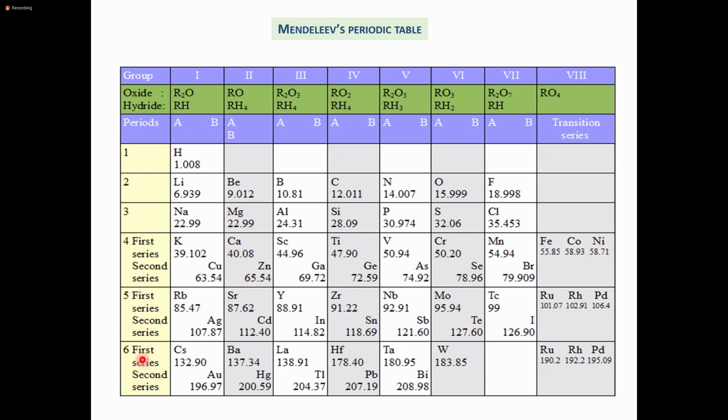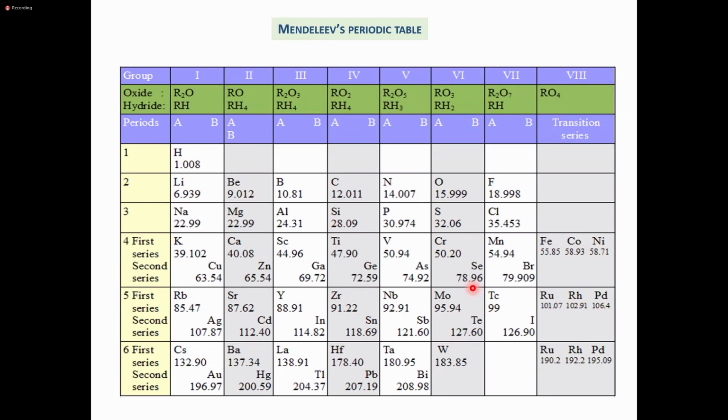Similarly, the fifth and sixth periods have also been divided into two series. But after that, we can see the transition series. In that transition series, in those groups, there are three elements present, a total of nine elements. This is the first transition series. They discovered iron, cobalt, nickel, ruthenium, rhodium, palladium. But the point is that a total of 63 elements were discovered.